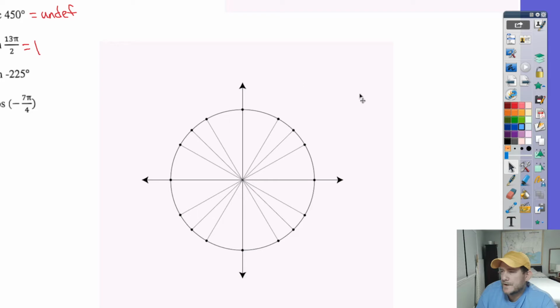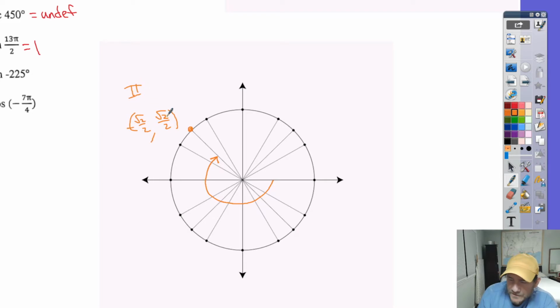Next one. Negative 225. That means I've gone 180 and then 45 more. So I'm here. I'm in this position. I want sine. Sine is the y value. So it's root 2 over 2, because they're both root 2 over 2. And in the quadrant I'm in, this guy's negative, but I don't care. I'm sine. Sine just wants the y value. So it's positive root 2 over 2.